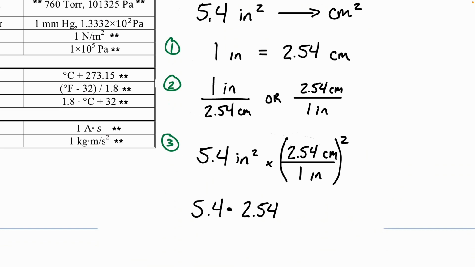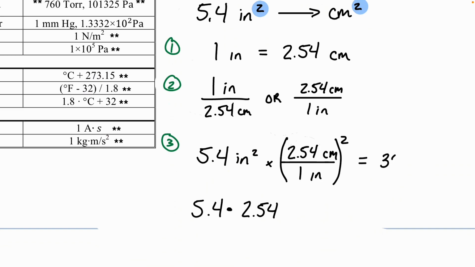Okay? So how do we deal with these exponents here? We're simply going to take our normal conversion factor, and we're going to raise the whole thing. Notice how I put parentheses around the whole thing, so it squares both the top and the bottom, as well as the units inside. So 5.4 times my 2.54 squared.